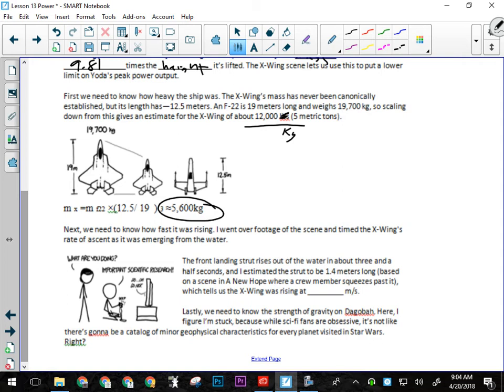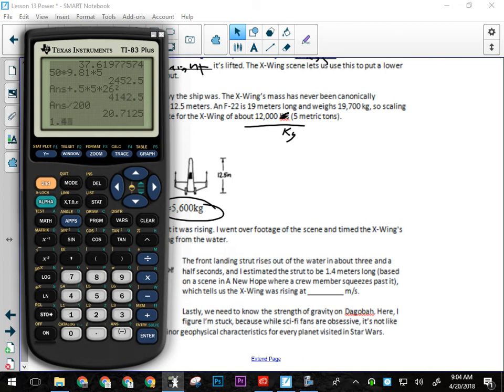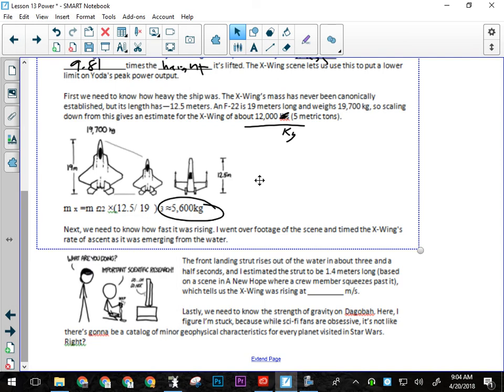In A New Hope, crew members squeeze past it, which tells us how big an X-Wing is, and we can figure out how fast it's rising. It rose 1.4 meters in 3.5 seconds. So we'll just quickly do that calculation here. 1.4 meters divided by 3.5 seconds. So the speed it's moving at is 0.4 meters per second.